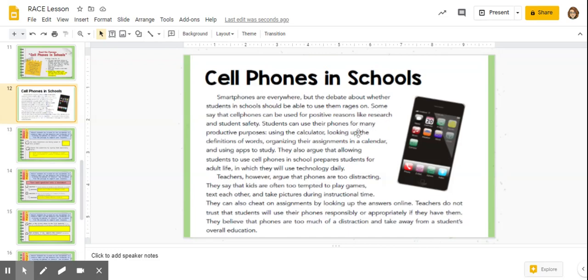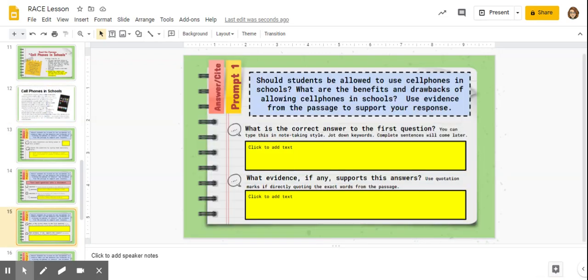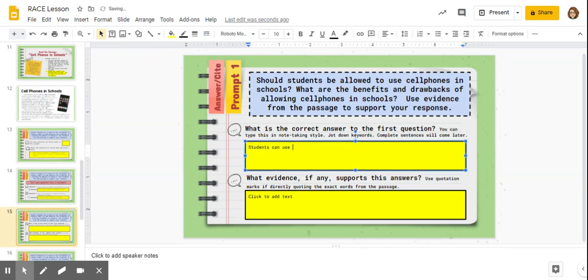See how I'm just kind of skimming things, checking out each sentence. Oh, here we go. Here's some positive stuff. Students can use their phones for many productive purposes. Using a calculator, then we could list some of those. I think that's a good idea. So I'm going to go back. Students can use their cell phones for productive reasons, such as calculator, dictionary. Don't mind my spelling. Remember, we're just taking notes. Doesn't have to be perfect.